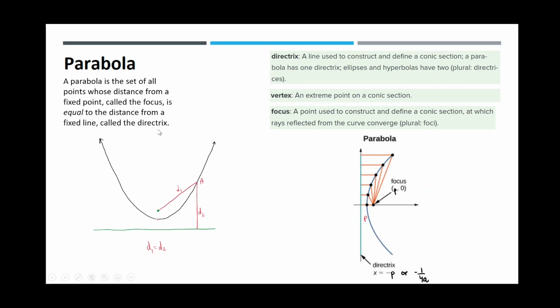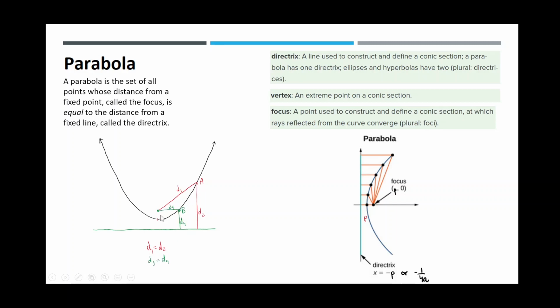Let's see how that actually plays out. If I had a random point A on the parabola, then this distance d1 from the focus to that point, and then at 90 degrees, remember distance usually is the shortest distance, down towards this directrix green line, those two red lines are equal in length. But it doesn't have to be this point A. It could be any random point on the parabola.